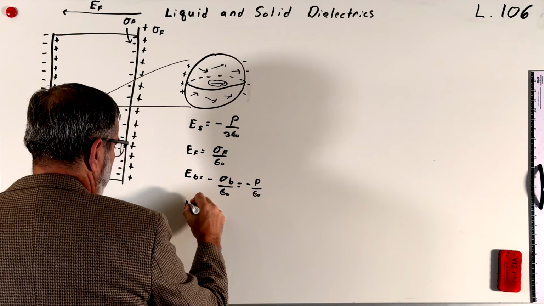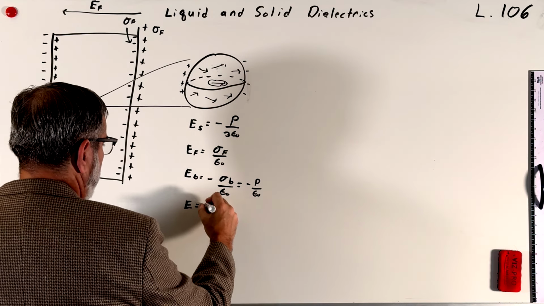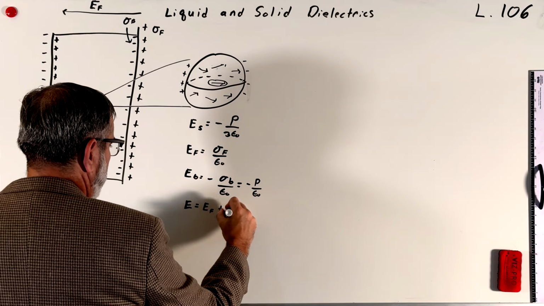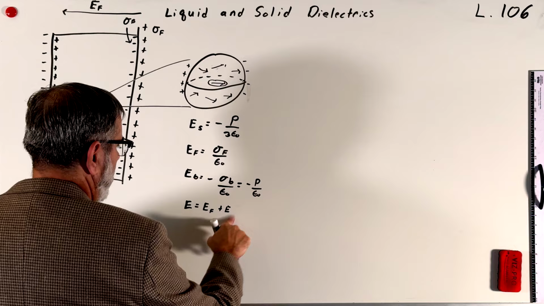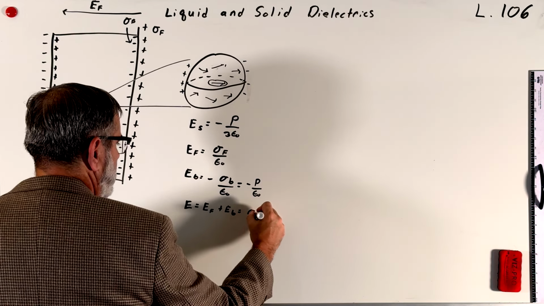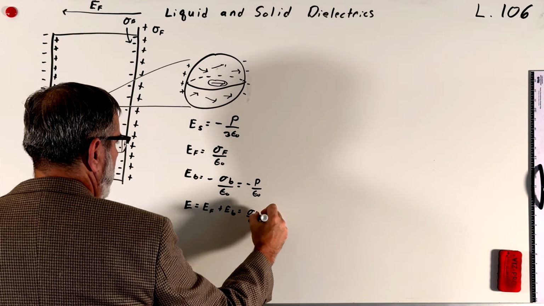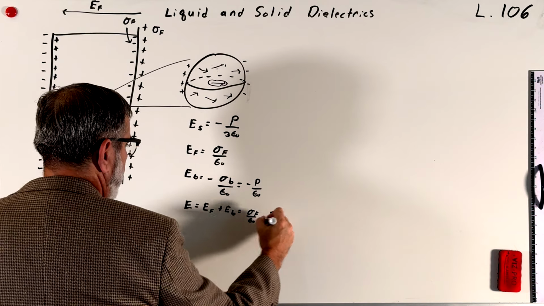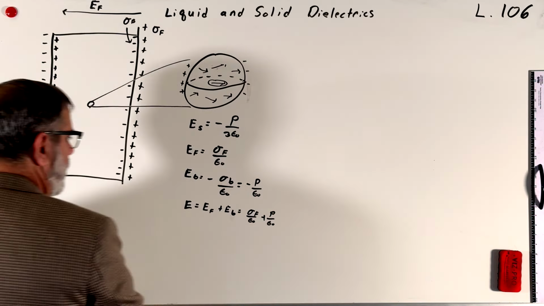So I can think of the macroscopic field as being the free charge field plus the bound charge field. I think I use lowercase b, which is going to be sigma sub f over epsilon naught minus P over epsilon naught plus P over epsilon naught.